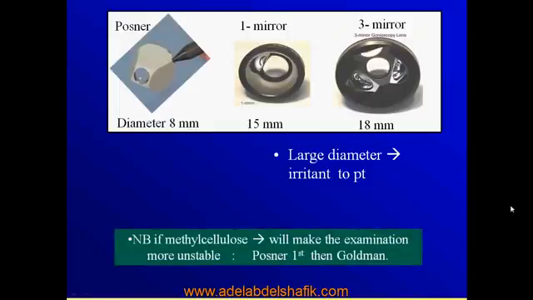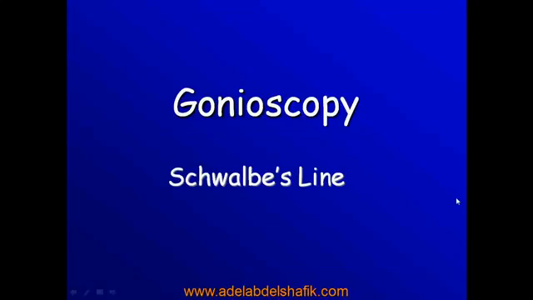Keep in mind, if you are going to use both the Posner and the Goldmann, it's better to start with the Posner because we don't need any methylcellulose. If you reverse the situation and start with the three mirror, the methylcellulose used with the three mirror will disturb you while doing the examination with the Posner. On doing gonioscopy, we need to identify the Schwalbe's line, then we can tell for sure where the pigmented trabecular meshwork is.